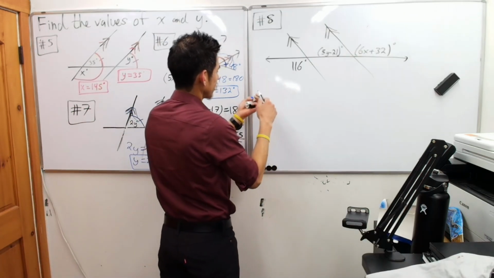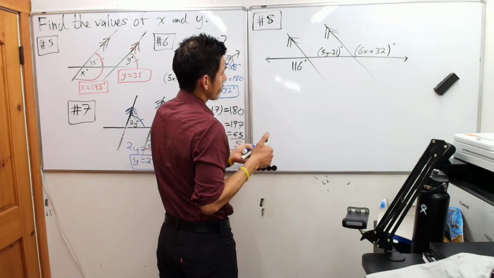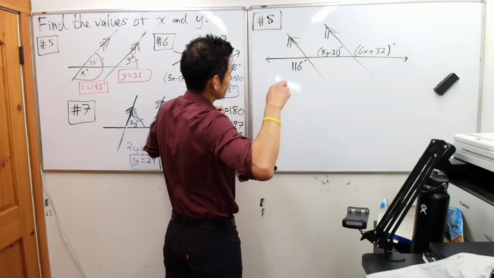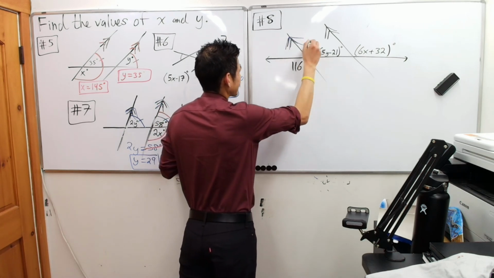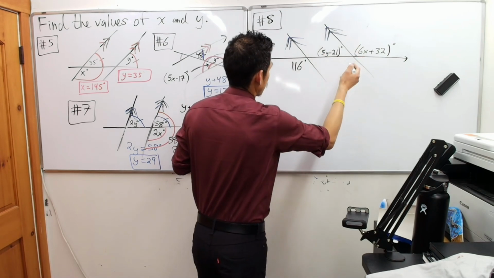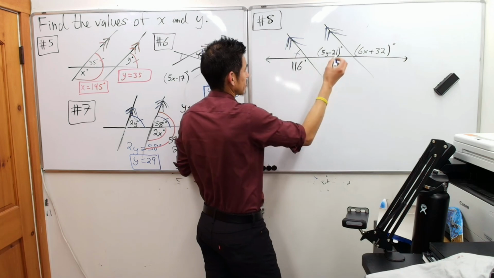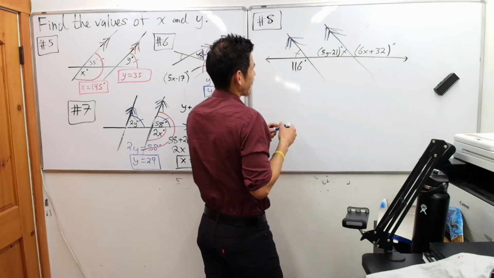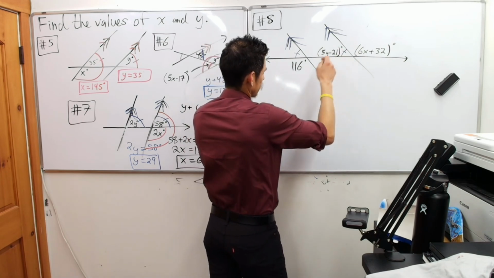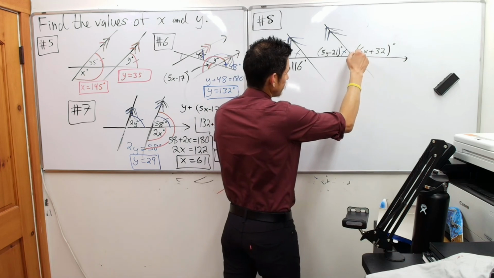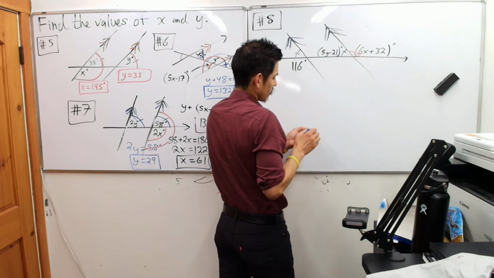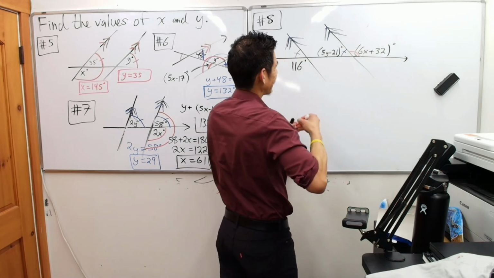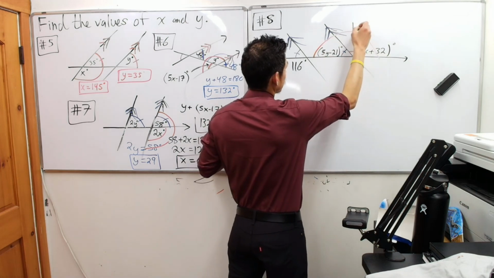Number 8. Now we got the parallel lines being these guys. So that means that this angle is congruent to this angle. And we know that this angle plus this angle will be 180 degrees. So this whole thing, 180.